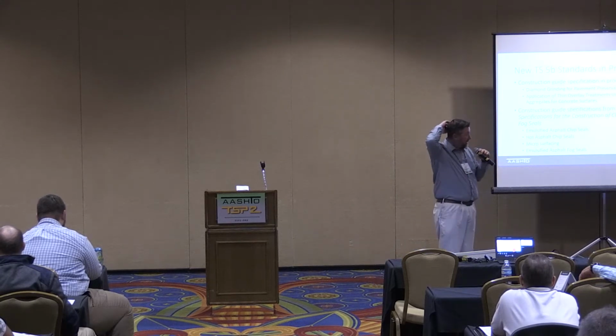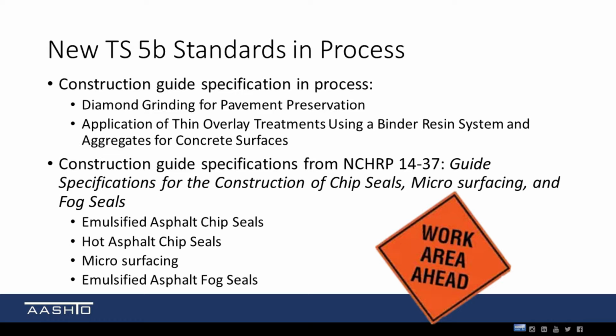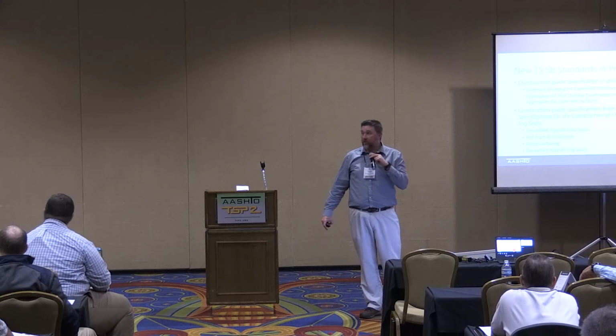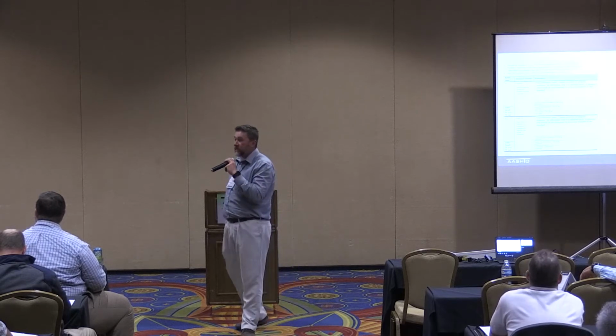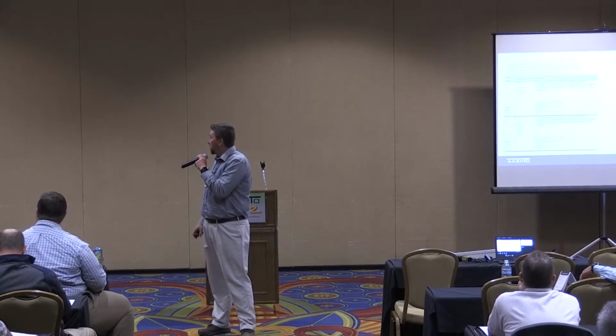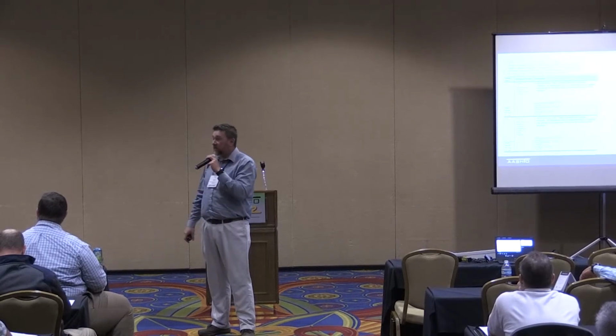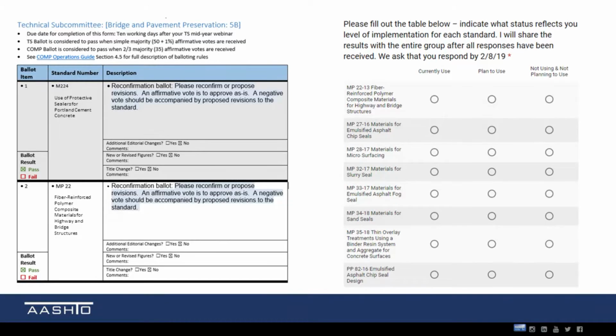And there are also these construction guide specs that we're expecting to come out of NCHRP 1437. We've had them submitted, though they haven't started through the process: the emulsified chip seals, the hot asphalt chip seals, microsurfacing, and emulsified asphalt fog seals. But these are construction guide specs rather than material standards. This last year for our meeting, we had two that needed to be recycled through, and they passed with no problem. I didn't have any comments because they were both bridge items, which we just don't use in West Virginia.